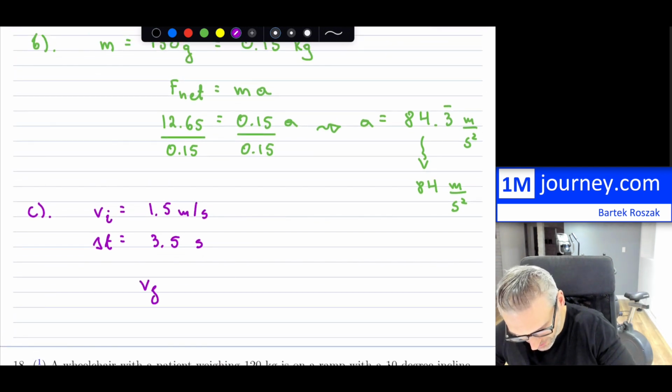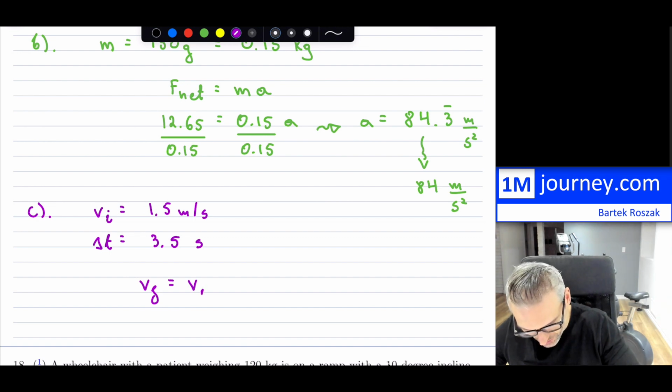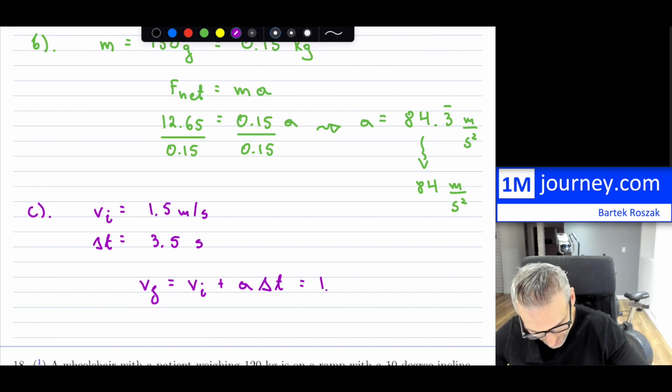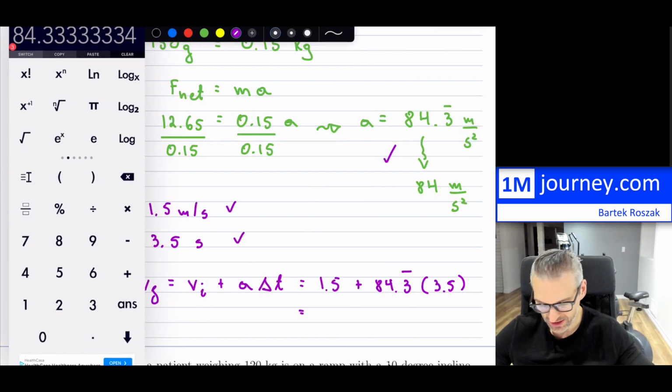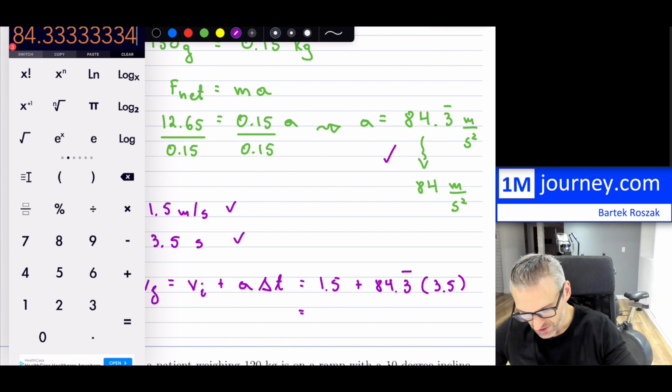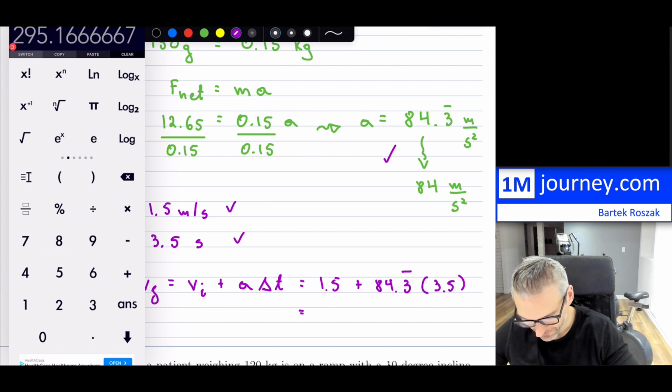All right, so final speed is nothing else but your initial speed plus the acceleration times the change in time. So if you substitute all of that in, this is now all in metric standard units. So 1.5 plus, this is going to be the 84.3, I'll use the unrounded in there, and then 3.5 seconds. All right, so let's do that in. I already have the acceleration there, so I'm actually going to use it. So 84.33, etc., multiplied by 3.5, and then added, so plus 1.5.